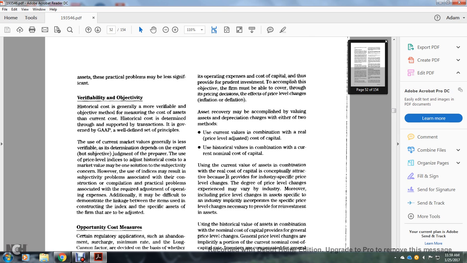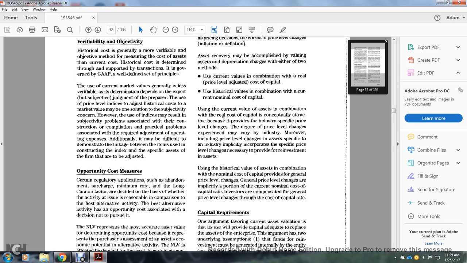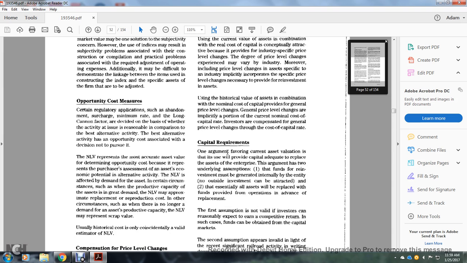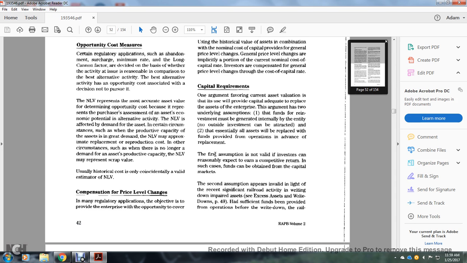or the historic value of the asset in combination with the current nominal cost of the capital. Using the current value of the asset combination with the real cost of capital provides the industry-specific price level change, with the degree of the price level change experienced when they vary for the industry. Moreover, including the price level change of the asset specific to the industry implicitly incorporates the specific price level change of the necessary reinvestment assets. Using historical value of the assets in combination with the nominal cost of capital provides for the general price level change. The general price level changes are an implicit portion of the current nominal cost of the capital rate. The investors are compensated for the general price level change with the cost of capital rate.